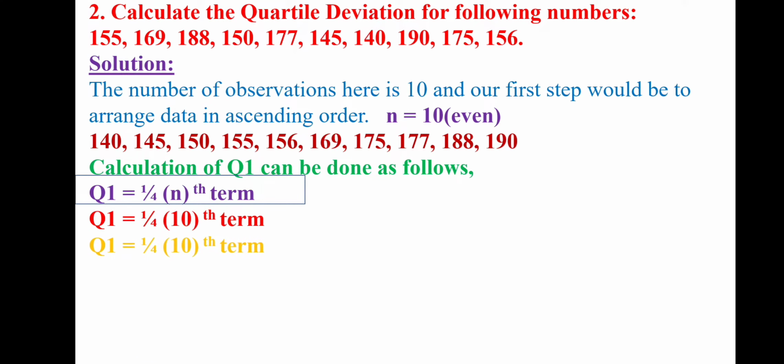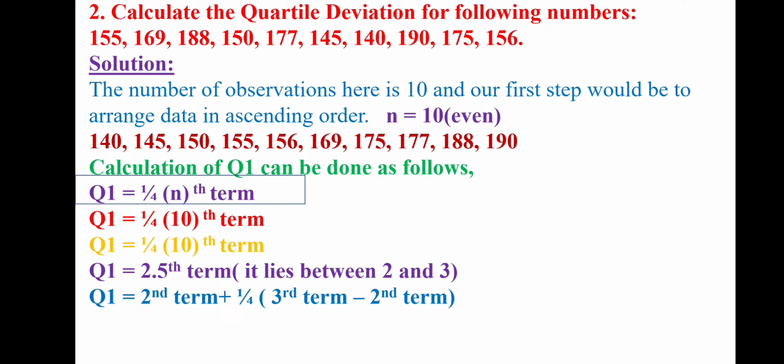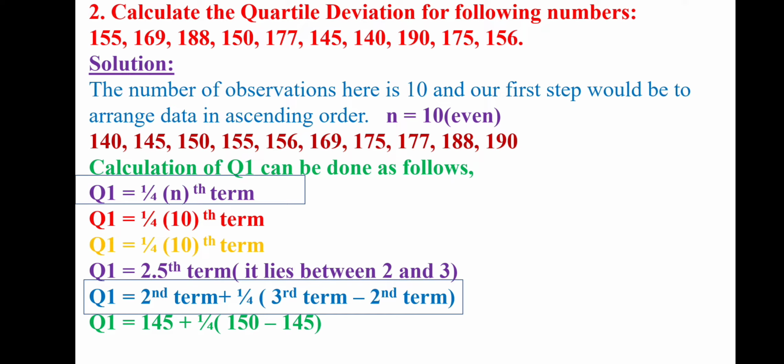So we know very well it is 2.5. 2.5 lies between 2 and 3, so the second term and third term will be considered. The second term is 145, the third term is 150. So we can apply this formula: second term plus 1/4 of the third term minus the second term. Substitute: 145 plus 1/4 of 150 minus 145. 150 minus 145 is 5. 5 divided by 4 is 1.25. So 145 plus 1.25 equals 146.25. Then Q1 equal to 146.25. Similarly we will find Q3 also.